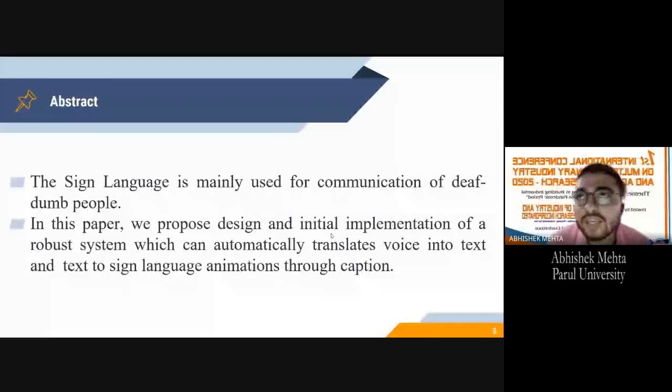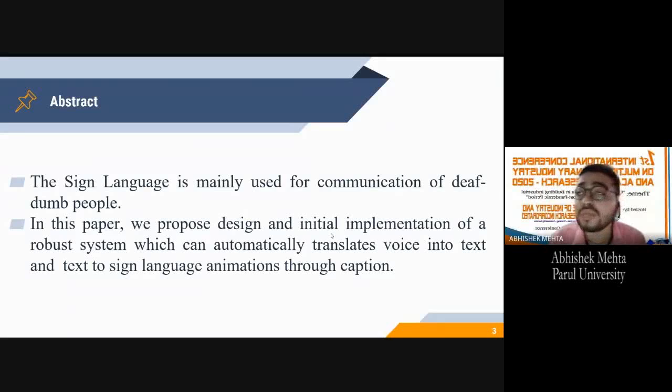Sign language: we are all normal people. We understand what I am speaking, what I am telling in this presentation. But what about those people who are deaf, who are partly not audible at all? That means deaf and dumb. So what about those students?